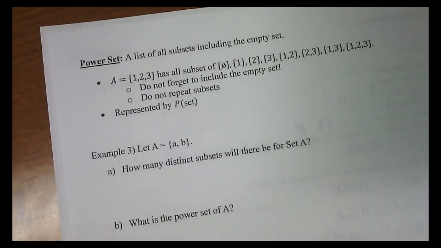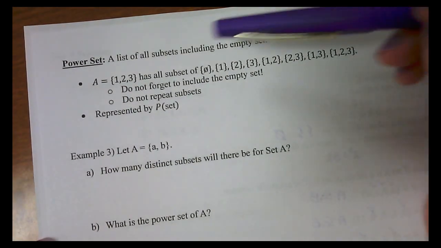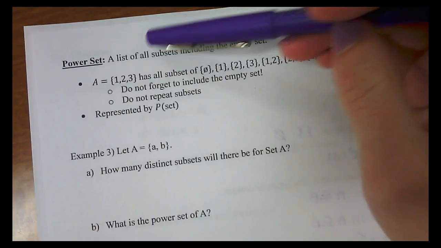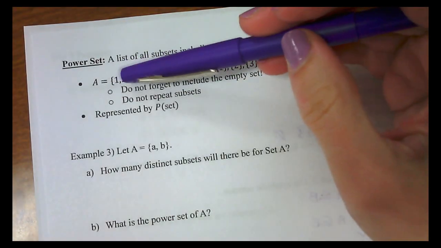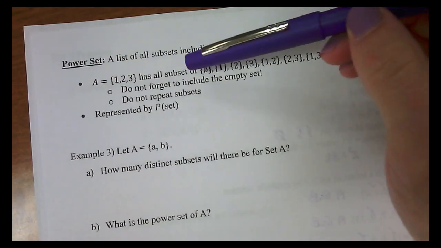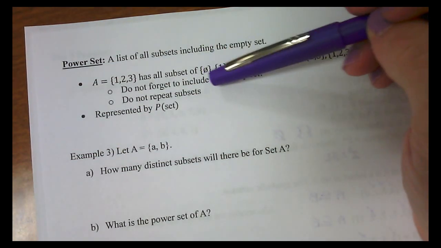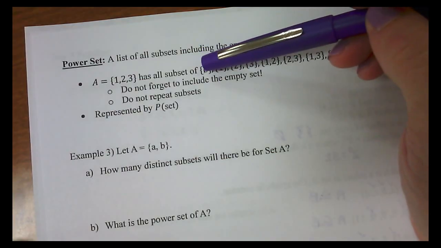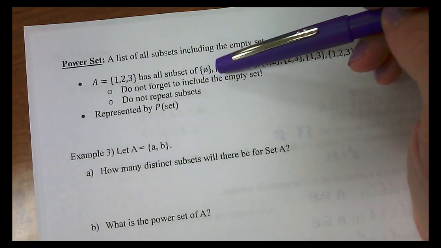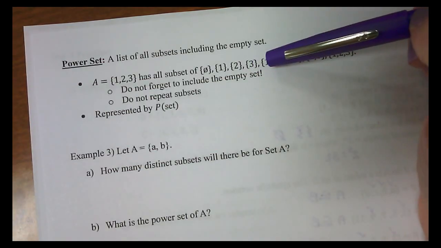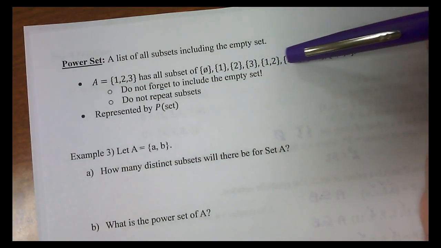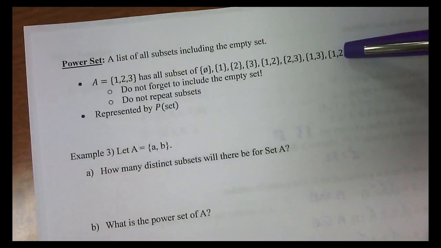A power set. This is our last big vocabulary word for this section. It says it's a list of all subsets including the empty set. So if I had the set 1, 2, 3, I always start with the empty set so I don't forget it. So the empty set is one set. Each number listed individually is a subset, and then you can go for the pairs that you'd have. 1 and 2, 2 and 3, 1 and 3, and then the set is actually a subset of itself.